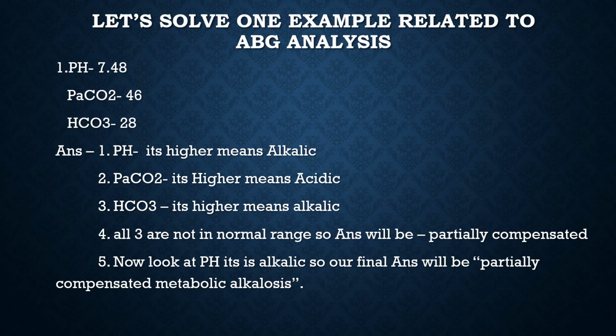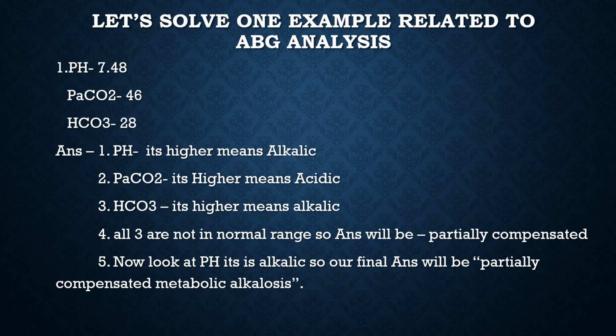Now let's solve one example related to ABG analysis, and whatever I explained we will see in this example. So let's go for this. For this we will see pH. pH is 7.48, which is higher than 7.45. That's why it will become alkalic. The second thing is PaCO2. PaCO2 is 46, which is higher than 45. So we will call it as acidic.